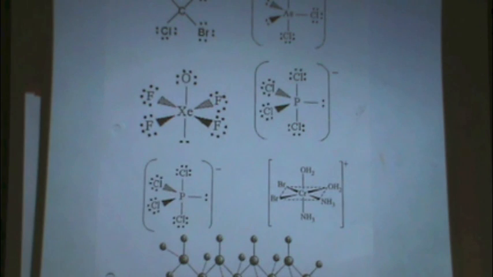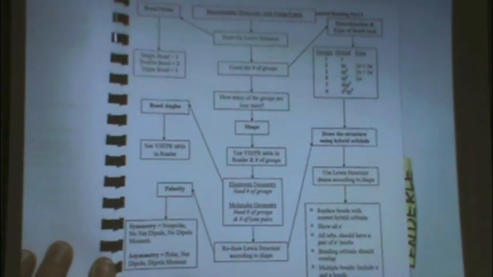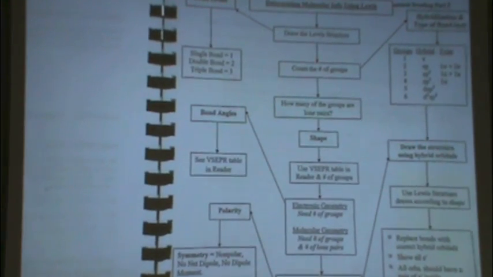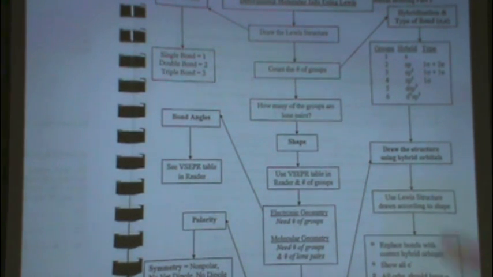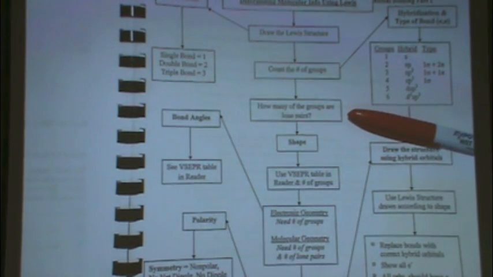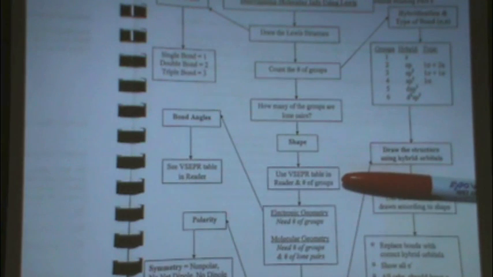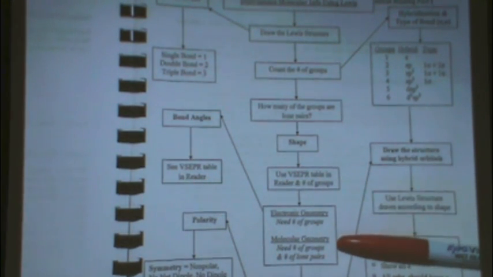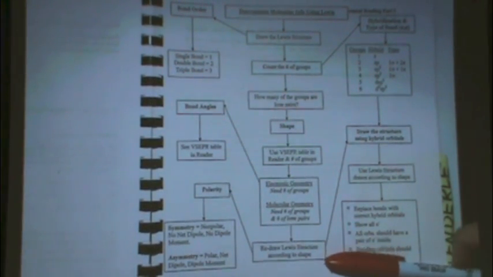Okay, I want to turn your attention to the reader here, page 95. We've done everything on the left, not everything, but a lot of the things. So you should be able to draw a Lewis structure, count the groups, figure out the number of lone pairs on the central atom, and go from there to shape. You should be able to use the VSEPR table, find the electronic and molecular geometry, and then redraw it so that you have the correct Lewis structure according to the shape.